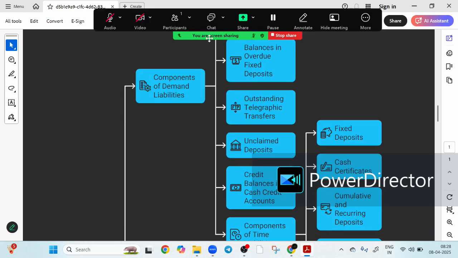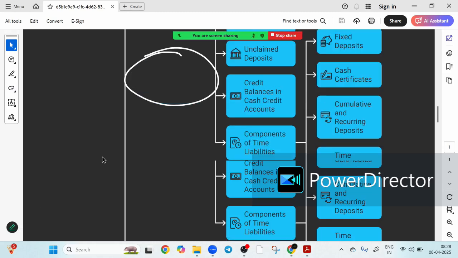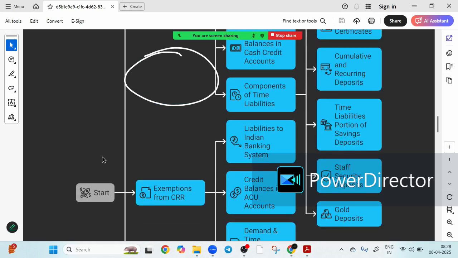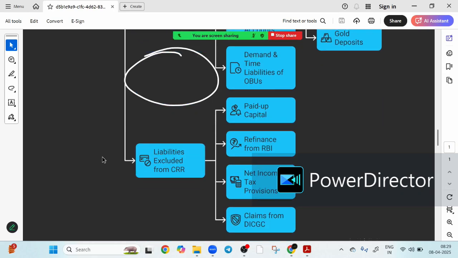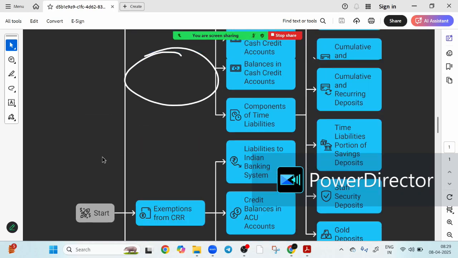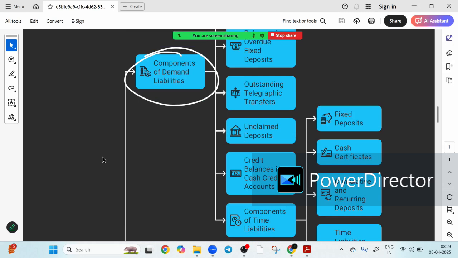What are the three main pillars? The first pillar is the component of demand liability, right? This is the first pillar. The second pillar is exemptions from CRR, and the third pillar is the component of time liability. So let's go through these three pillars: components of demand liability, components of time liability, and the exemptions or exclusions from CRR.